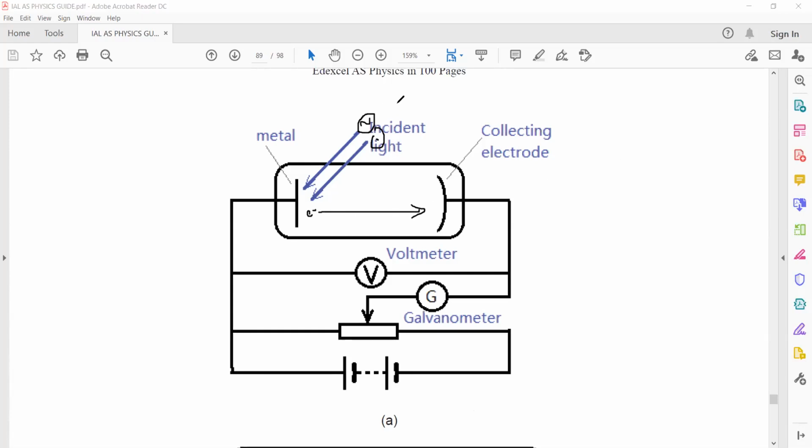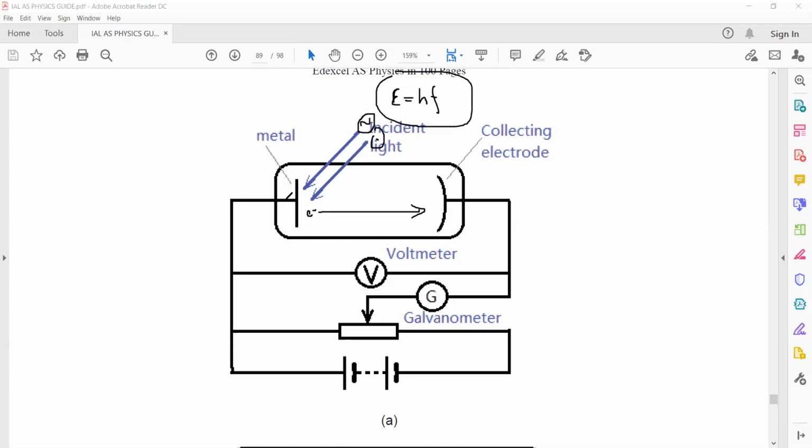The energy of a photon is denoted by E. And how to find the energy of a photon? The formula is E equals hf, where E is the energy, h is Planck's constant, a constant value, and f is the frequency. This is the formula to calculate the energy of a photon.